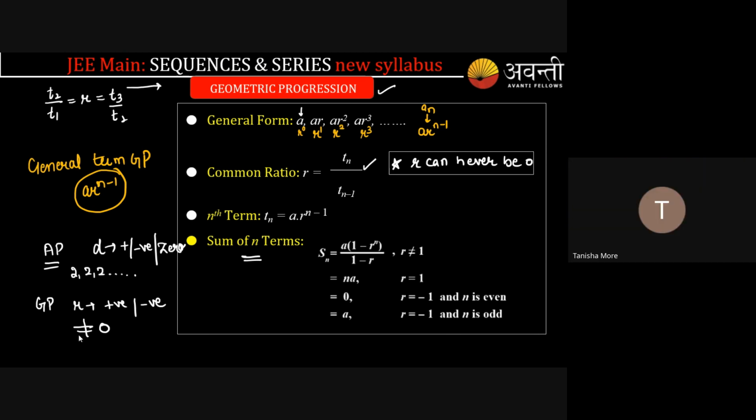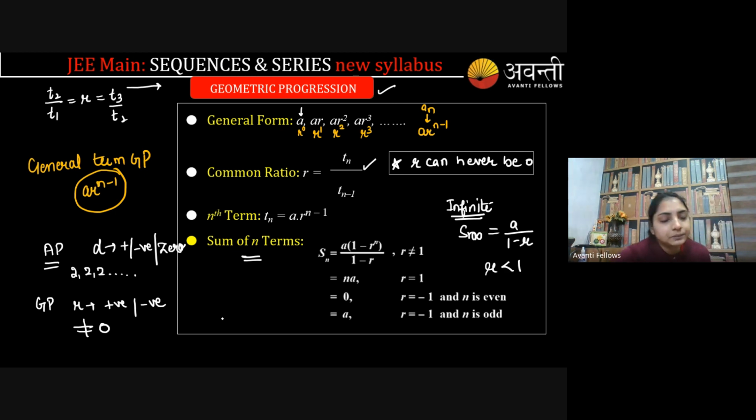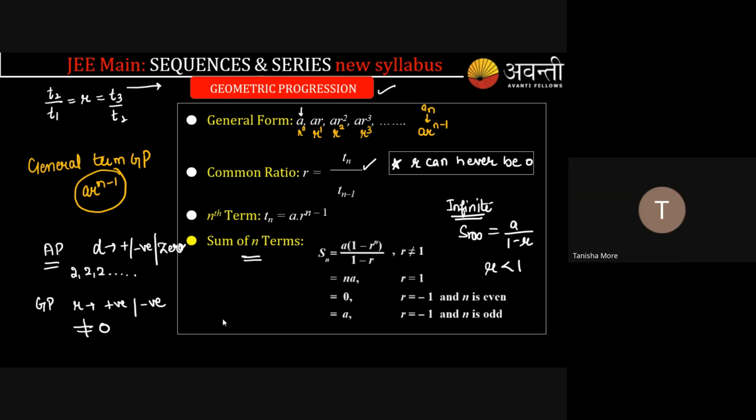So the sum of n terms is a into 1 minus r raised to power n divided by 1 minus r. And when you're talking about infinite terms in GP, it means terms are up to infinity, then S infinity must be equal to a upon 1 minus r, and r must be less than 1. Clear? Noted? Yes, ma'am.